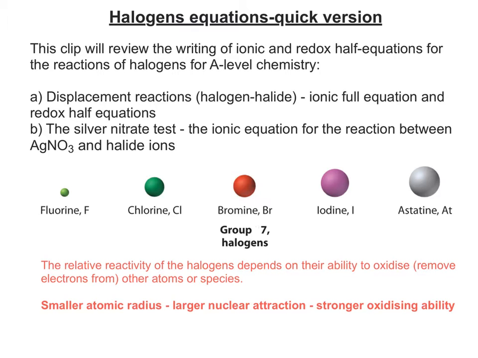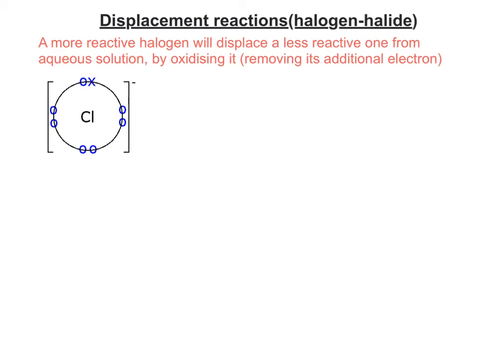So let's now look at the displacement reactions themselves. So the basic idea behind displacement reactions with halogens and halides is that a more reactive halogen will displace a less reactive one from aqueous solution by oxidizing it. If you look at the diagram, you can see that there's an additional electron in the form of a cross that's been drawn on all of the halogens' original electrons. The chlorine atom's original electrons were drawn as circles or dots.